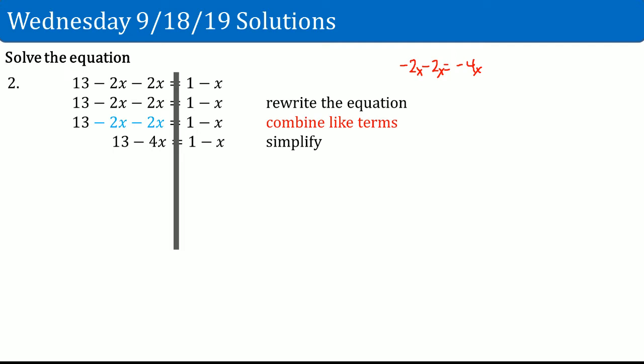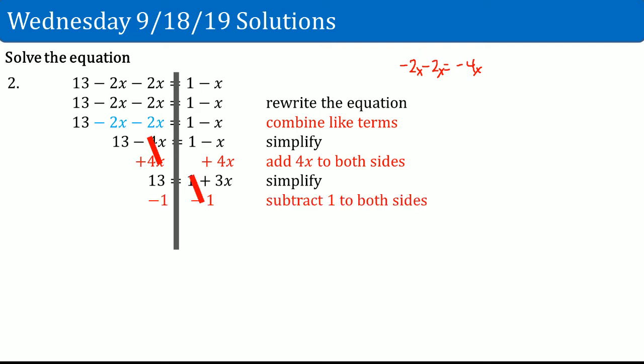What is the smallest variable? Negative 4x or negative x? I think it's negative 4x. Yep, so I'm going to add 4x to both sides. Okay, that cancels out. Bring down the 13 on the left-hand side. On my right-hand side, the 1 comes down. Negative x plus 4x becomes 3x.